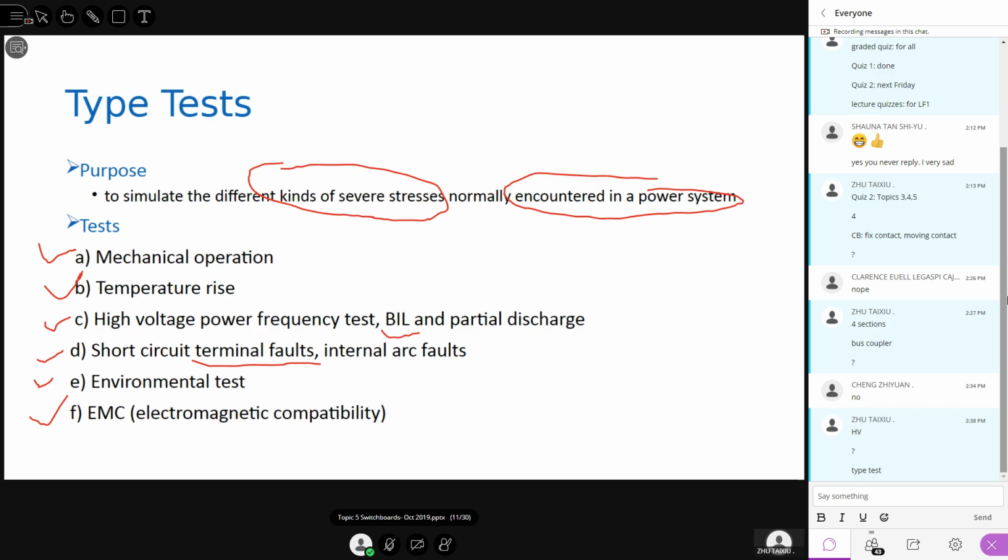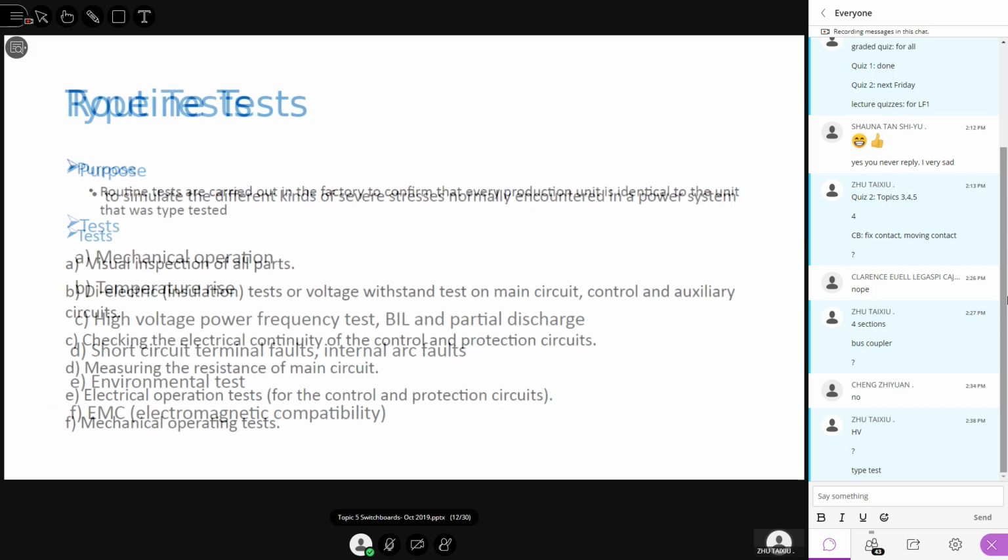And also the EMC, electromagnetic compatibility test. That means, does the switchboard affect other control or communication devices? Remember, the type test is not done by the manufacturer of the switchboard, it is done by a third party, certified company. Sometimes the laboratory may be overseas, so you can tell this kind of type test is costly, because you have to ship your finished switchboard to the laboratory. All right, so these are the type tests.